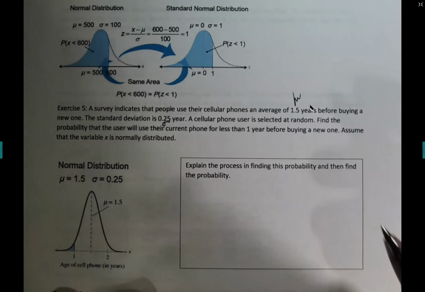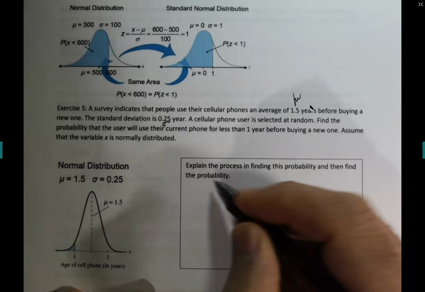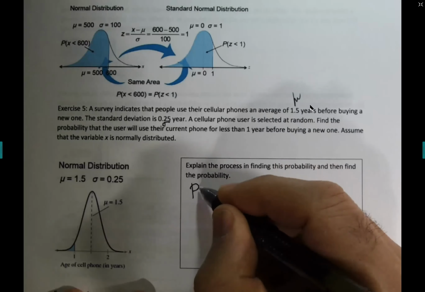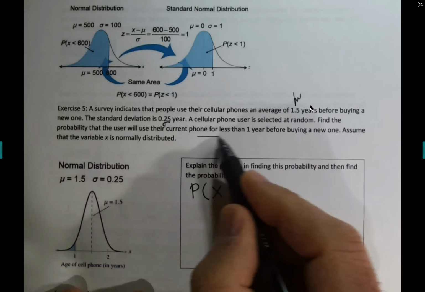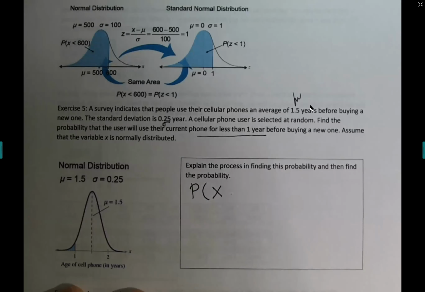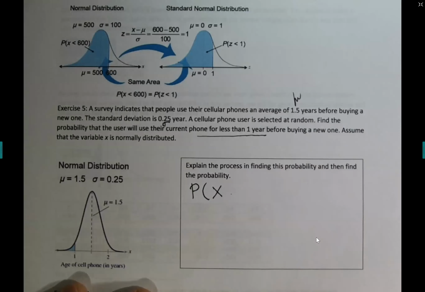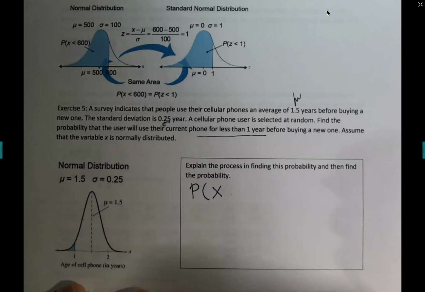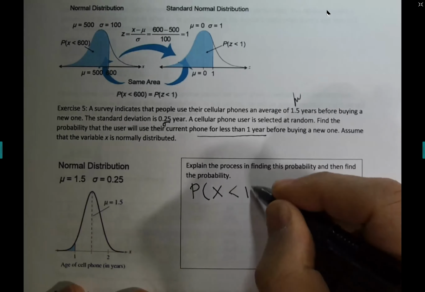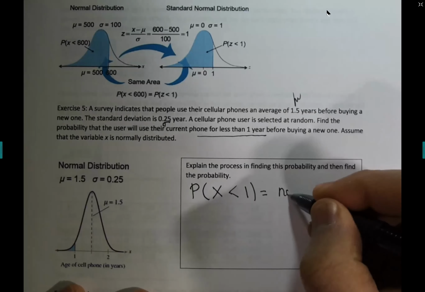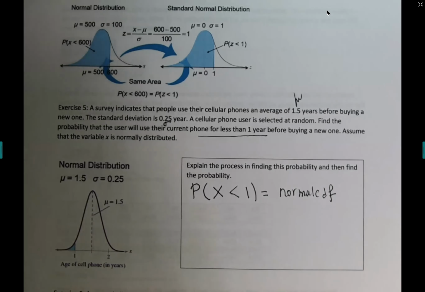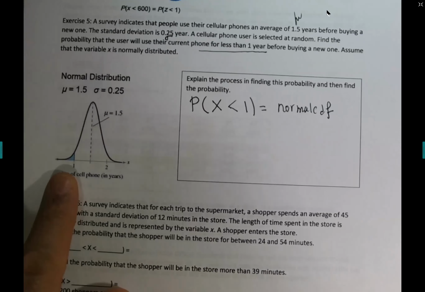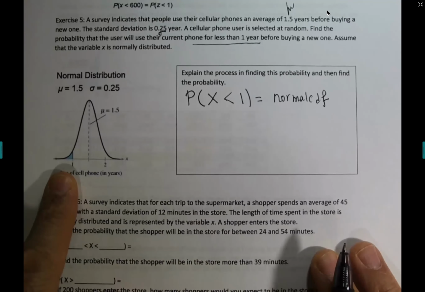Okay, so we need to change this one to a probability question. So you do P, you put X, what he wants. What's the sign that he wants, guys? Less than. You need to know that. That's very important. Exactly, less than 1. I'm gonna write just the math here, and then we'll do it on the calculator, normalcdf. Okay, guys, I'm here. What's the lower bound?